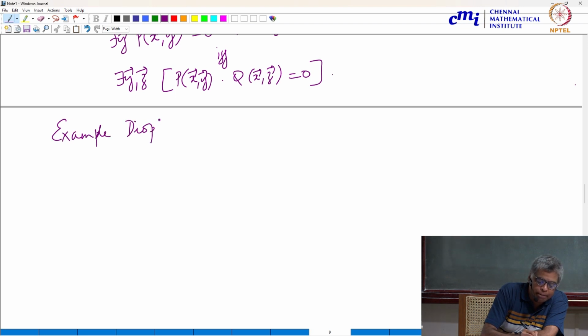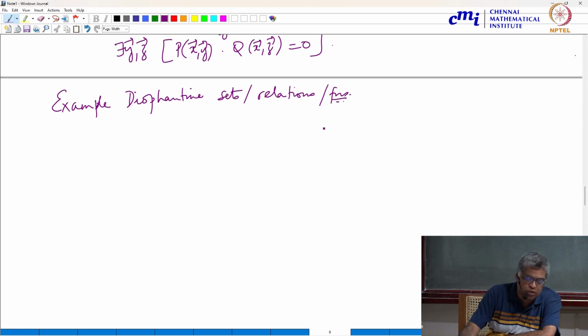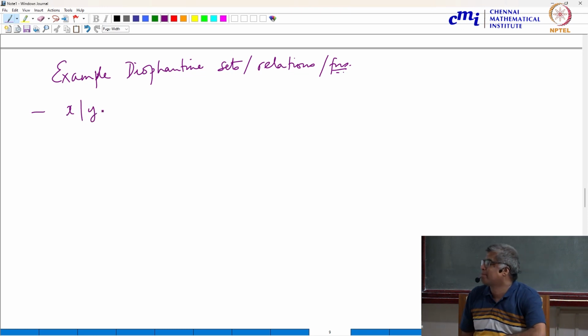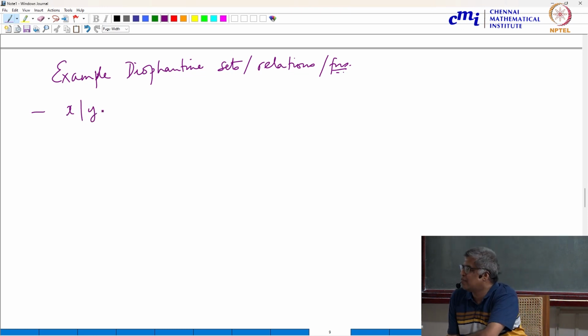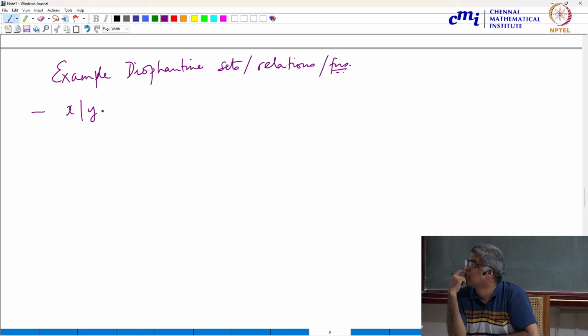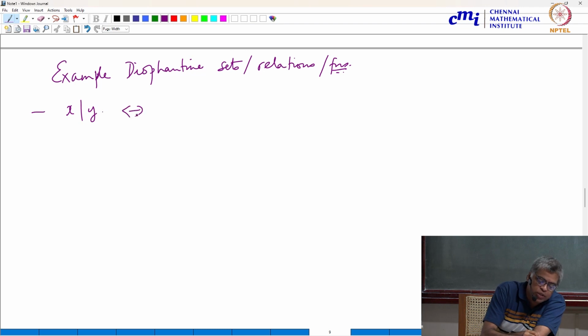Examples of diophantine sets, relations, and functions. Let's start with something simple: x divides y. How do you express it as a diophantine equation? Polynomial, etc. Exactly. So this happens if and only if there exists z such that y is xz. Okay, good.